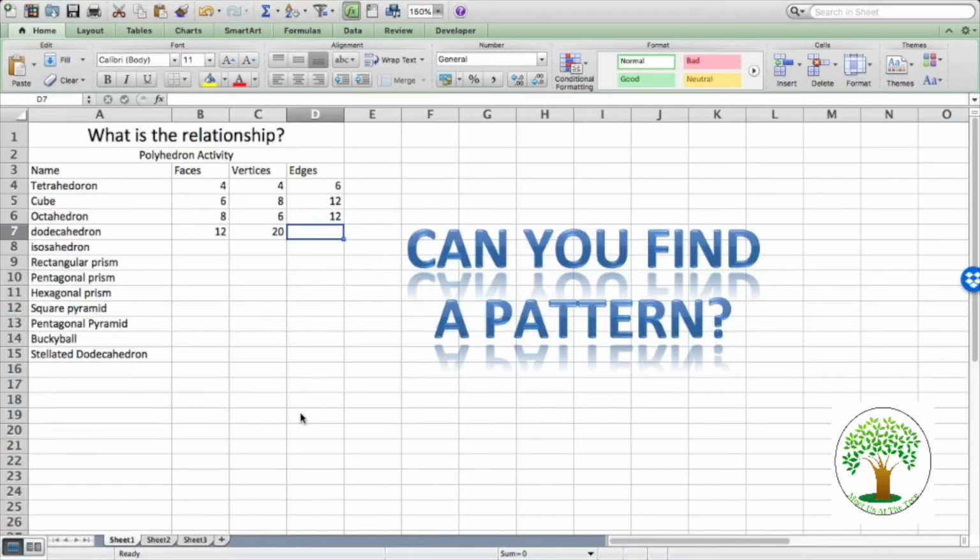Wait, what did you say? 30. 30. All right. So I was right? So far, that's correct. Good job. I agree with that. That's what I got. I agree with that. What about vertices?